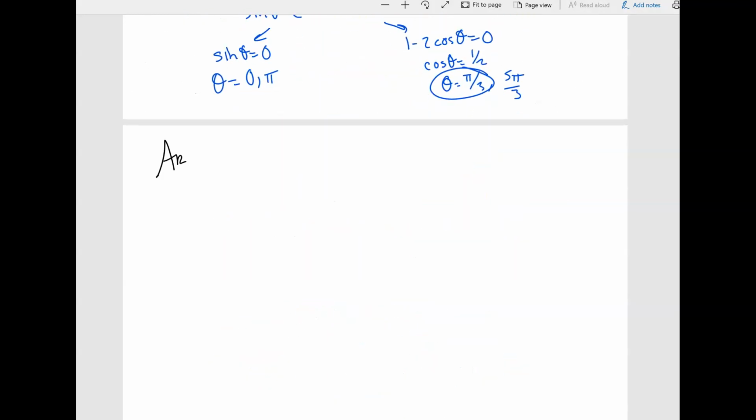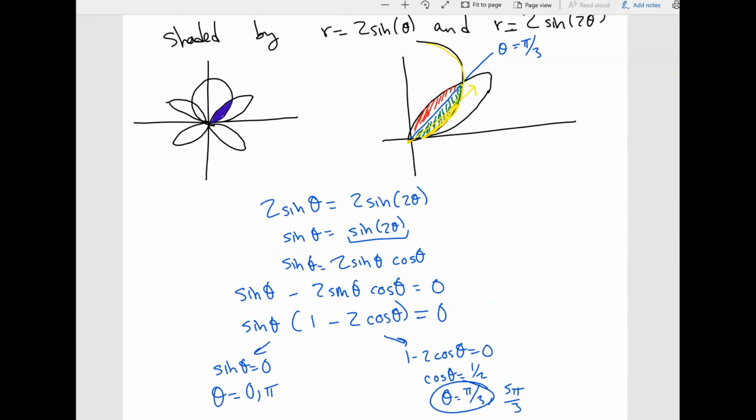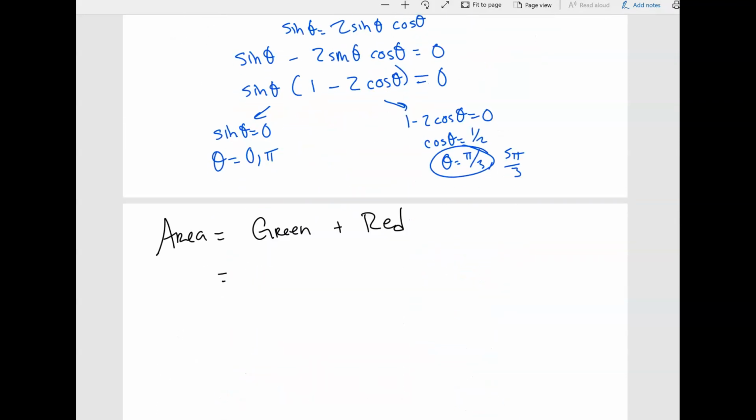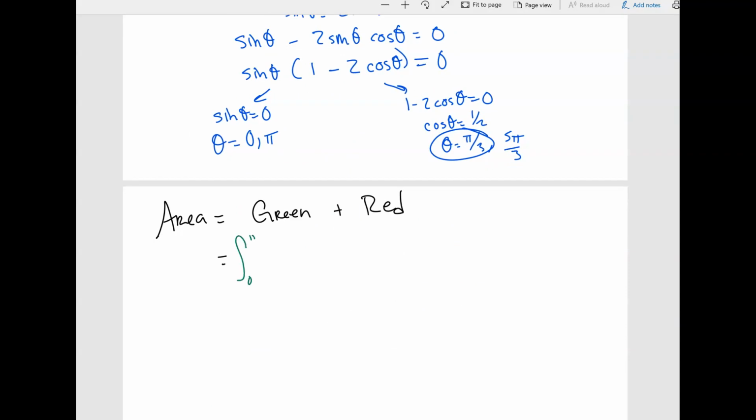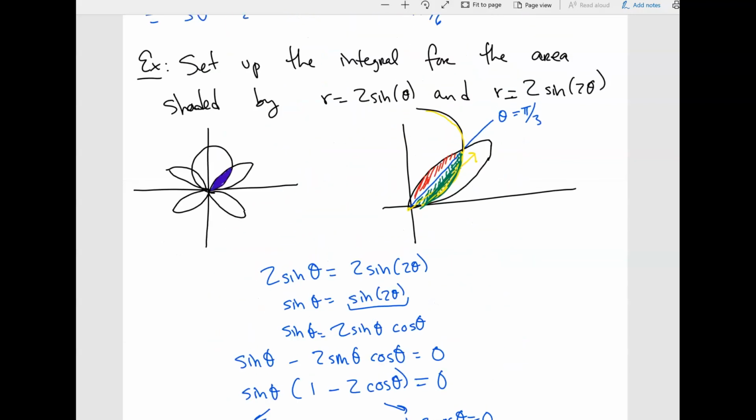So right now the total area should be the green plus the red area. The green area, if you see, is just going to be this circle. So that's just going to be the integral from 0 to pi over 3 of 1/2 times the equation of the circle, which in this case is 2 sine of theta squared d theta. That's going to be the green area. Okay, because the circle starts at 0 and then goes all the way to pi over 3.